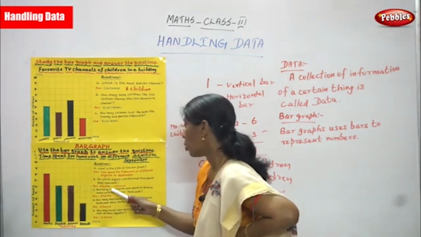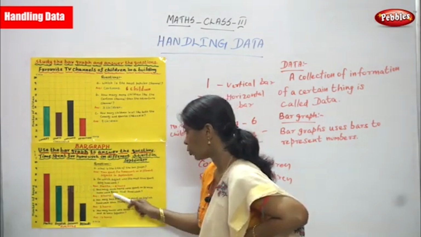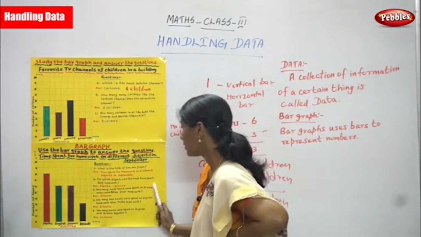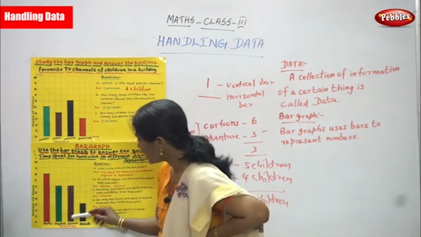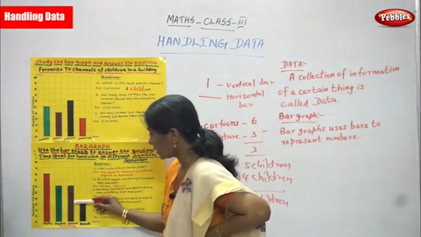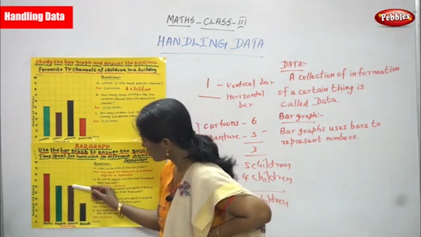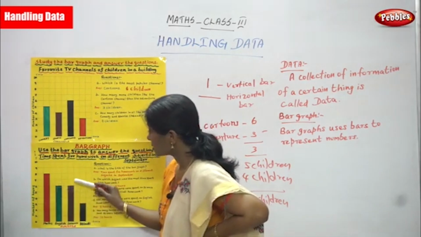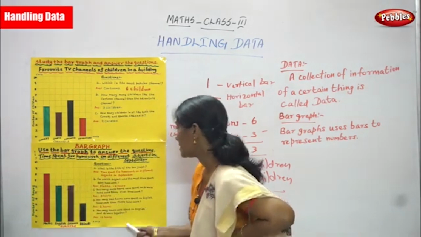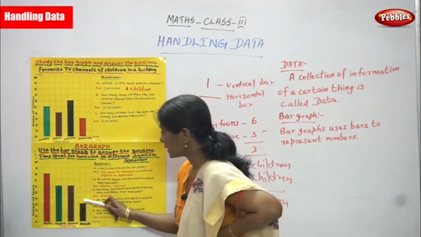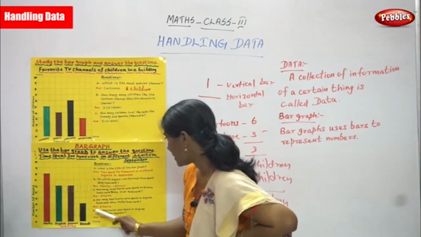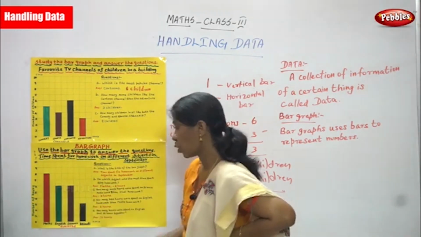Next question: how many more hours were spent on science homework than Hindi homework? First you have to consider the science homework time. Science homework means how many hours they spent. The science vertical bar I have given in brown color. So what is the height of the bar? That is 6. They used to spend 6 hours for the science subject. Next one is the Hindi subject. I gave this vertical bar black color. For the Hindi subject the children used to spend how many hours? That is 3 hours.